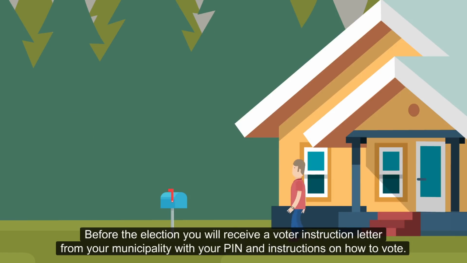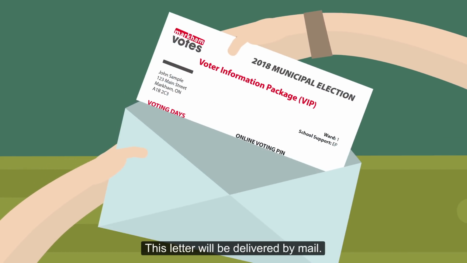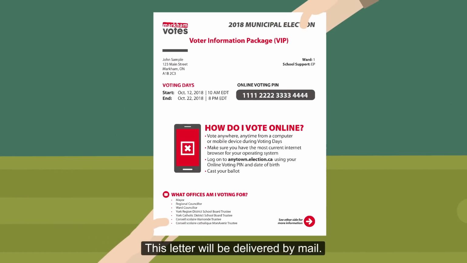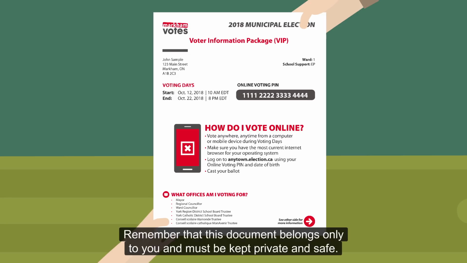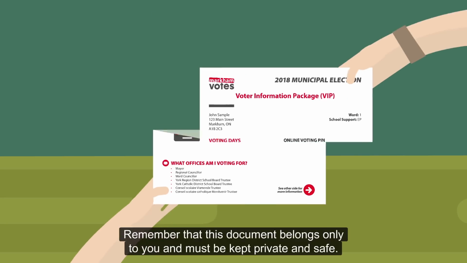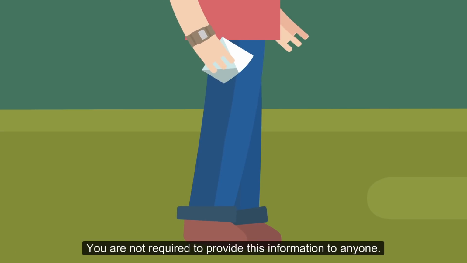Before the election, you will receive a voter instruction letter from your municipality with your PIN and instructions on how to vote. This letter will be delivered by mail. Remember that this document belongs only to you and must be kept private and safe. You are not required to provide this information to anyone.